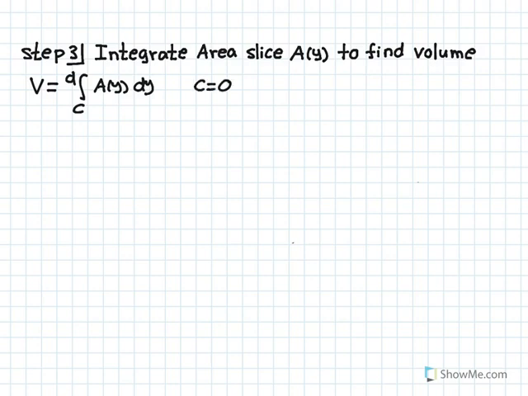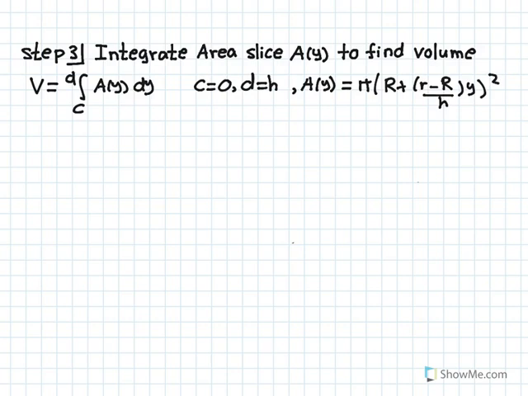c is equal to 0, d is equal to h, that's the upper limit of integration, and the cross-sectional slice as a function of y is pi times (capital R plus (small r minus capital R) divided by h times y) all squared. So now it just remains to integrate. Volume is equal to the integral from 0 to h of pi times (small r plus (small r minus capital R) divided by h times y) all squared dy.